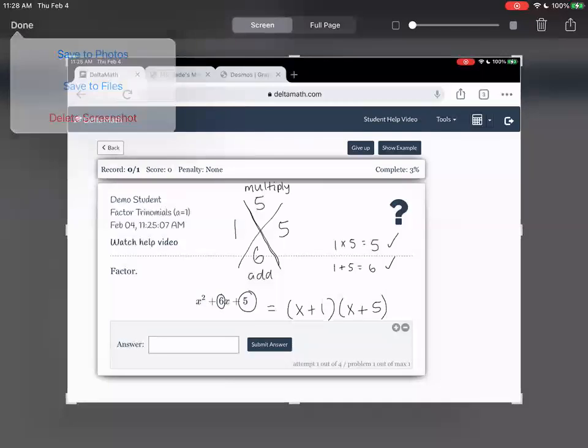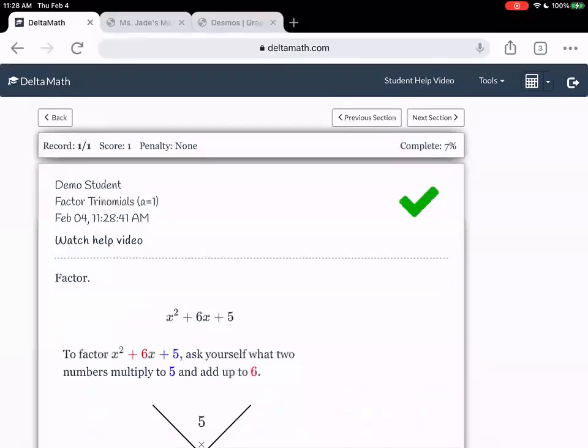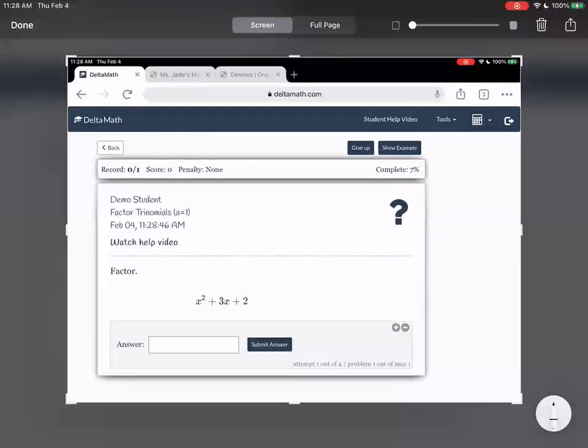All right, so x plus 1, x plus 5. Okay, and then let's go to the next section, because each section is only one problem. Okay, draw my x. So we want it to multiply to the last number, 2, and add to the middle number, 1, and put that on the bottom.